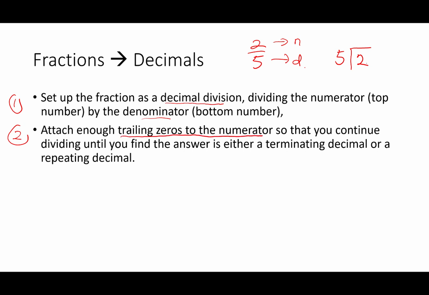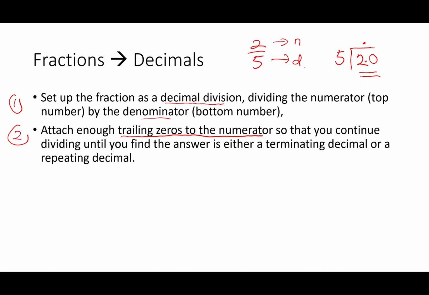For example, 2 is not enough to be divided by 5, so you need to attach enough 0s. For example, if you attach one more 0 behind 2, and not forgetting there is a decimal point behind 2, so the decimal point stays the same. In this case, we consider the whole number 20 divided by 5. So that makes the division possible.